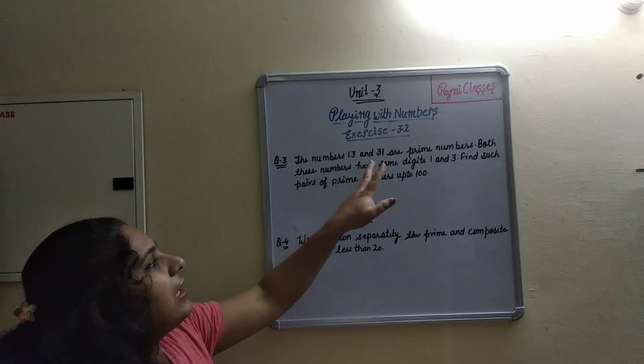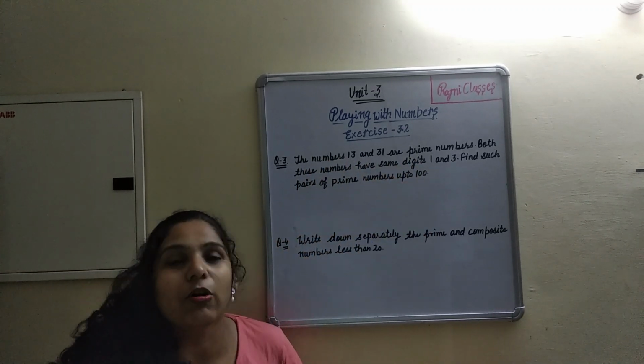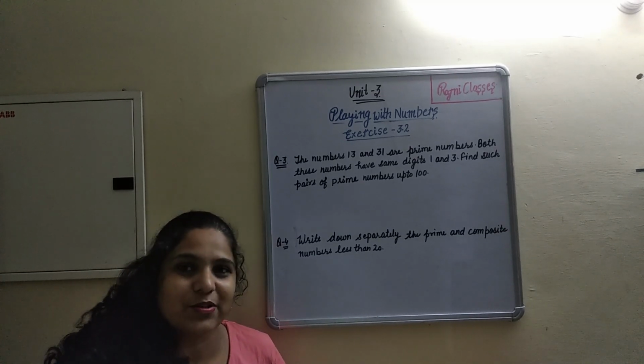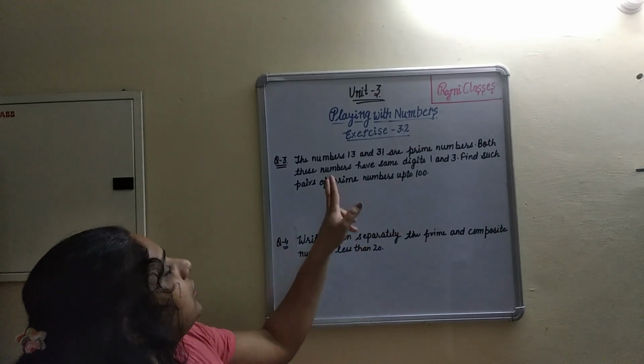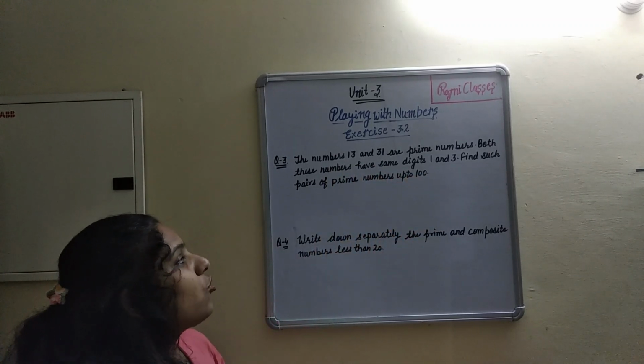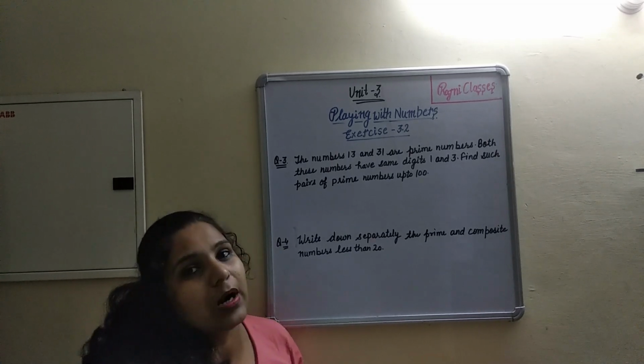The numbers 13 and 31 are prime numbers. We already studied prime numbers and made a grid of prime numbers too. Both these numbers have the same digits 1 and 3. Find such pairs of prime numbers up to 100.